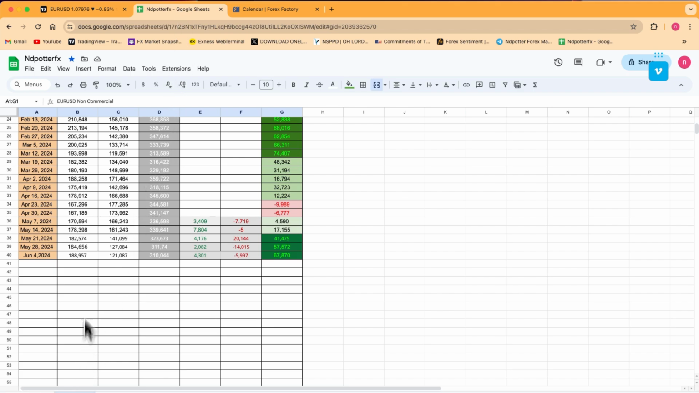Okay, this is my EUR/USD spreadsheet. Take a good look here. You can see that from April 23rd, the high institution long position was 167,000. April 30, 167,000. May 7th, 170,000. May 14, 178,000. May 21, 182,000.